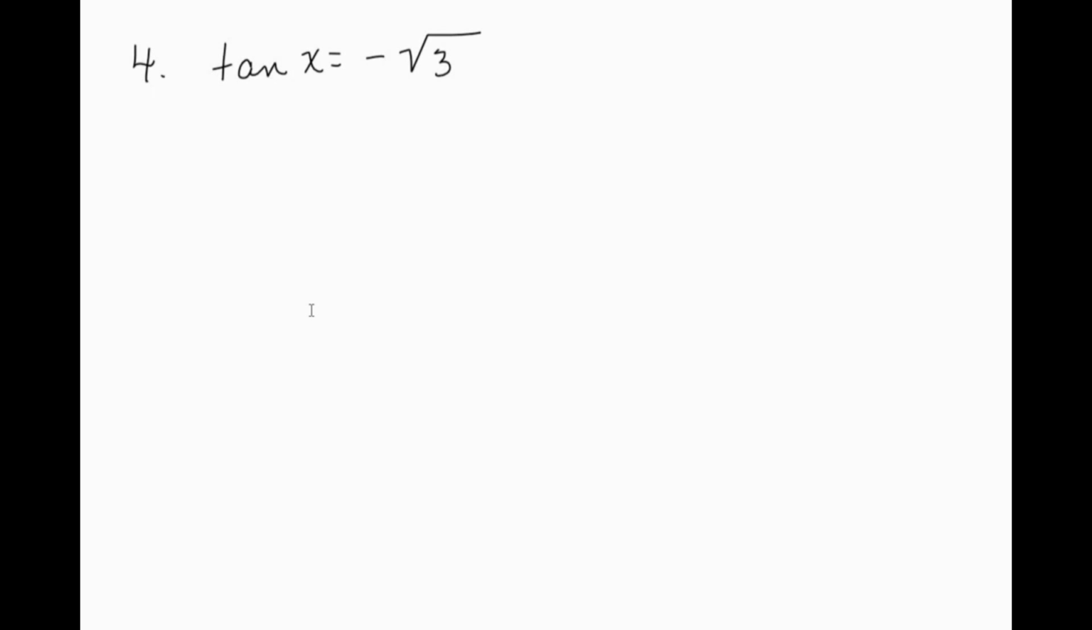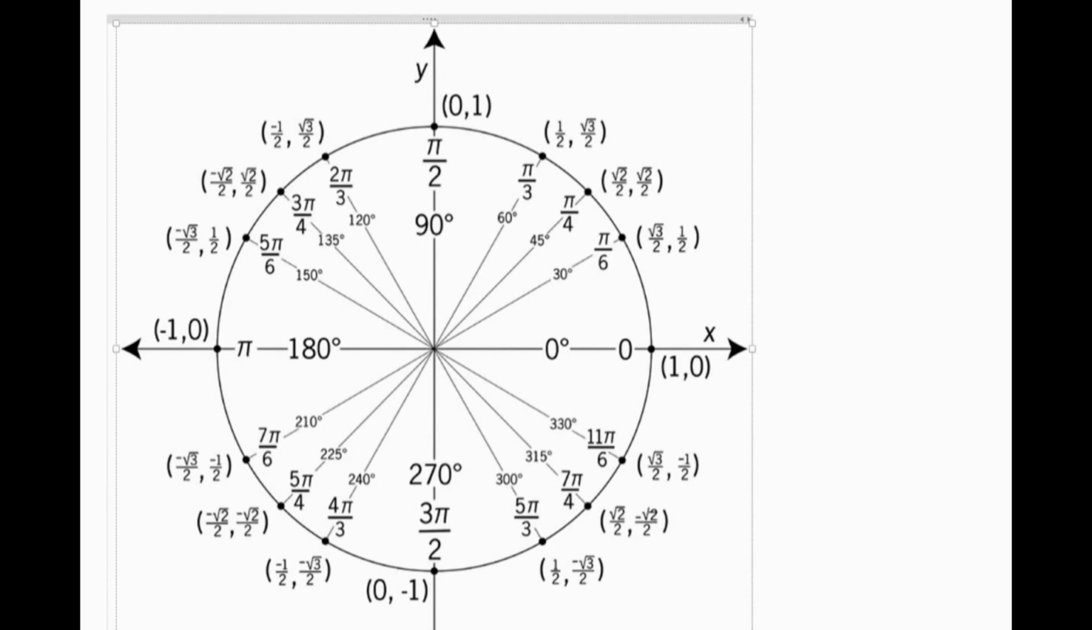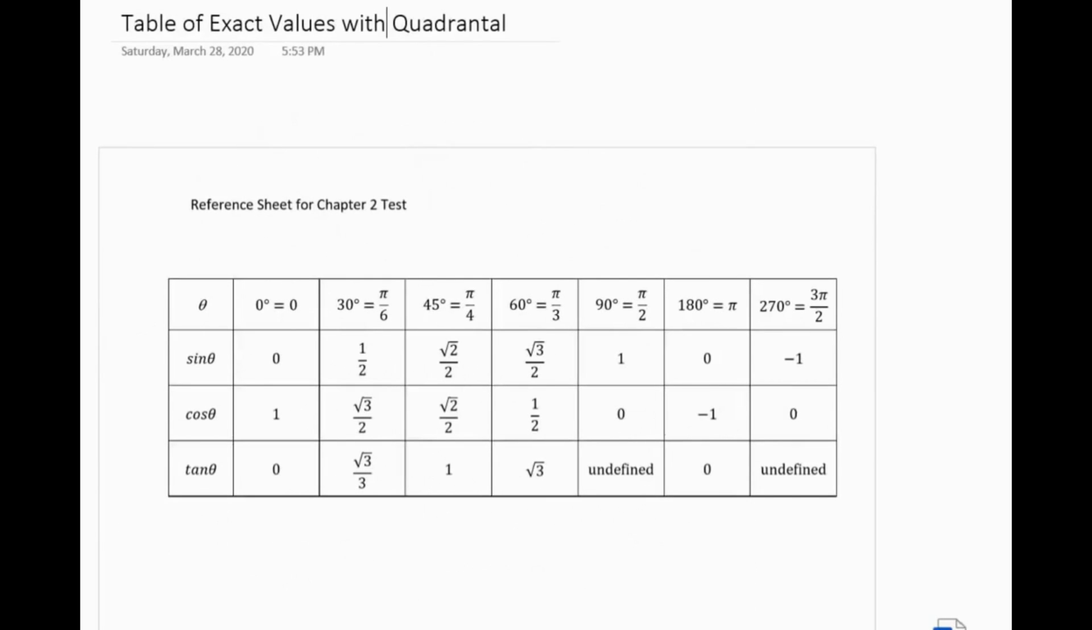All right, problem number 4, I have the tangent of x equals negative square root of 3. Again, my unit circle doesn't come right out and tell me my tangent values. So I'm going to be looking at my table of exact values, and I don't have a negative square root of 3 for a tangent, but I do have positive square root of 3 right here. And that's associated with an angle that is 60 degrees or pi over 3.